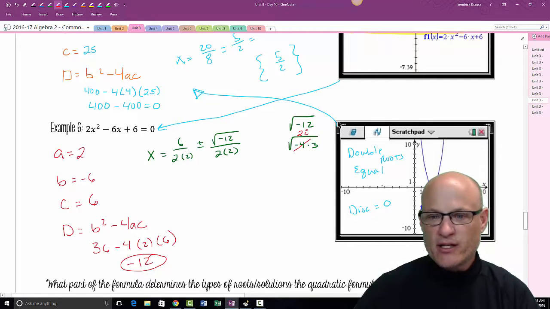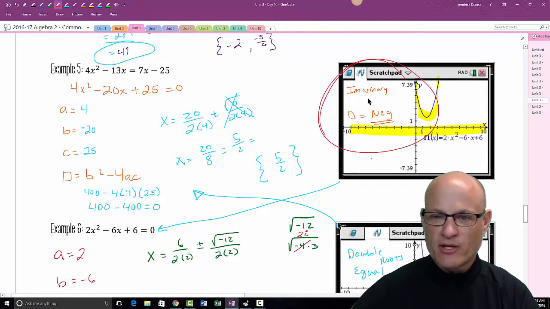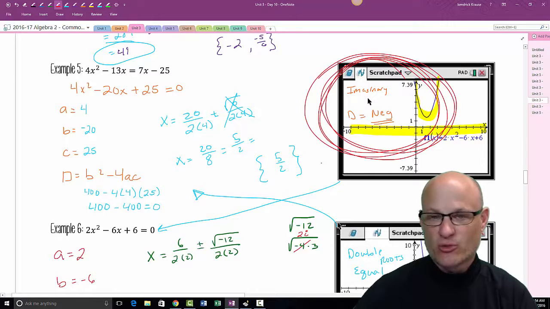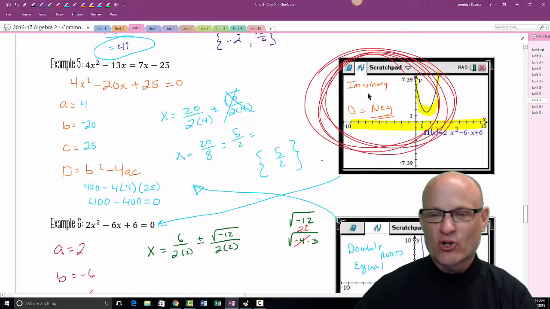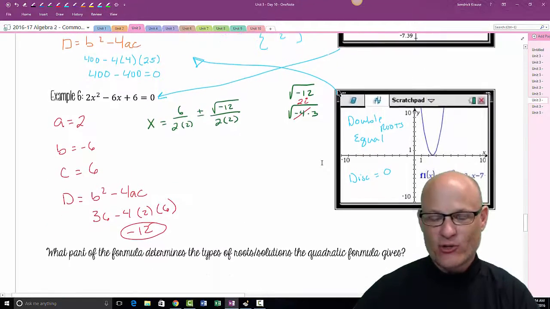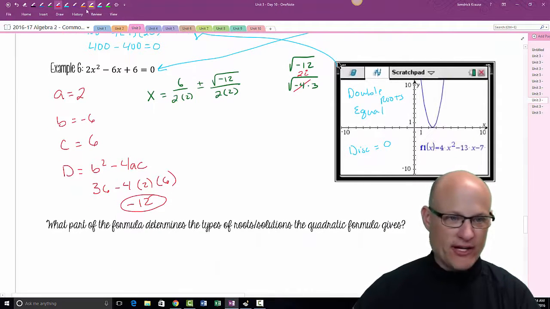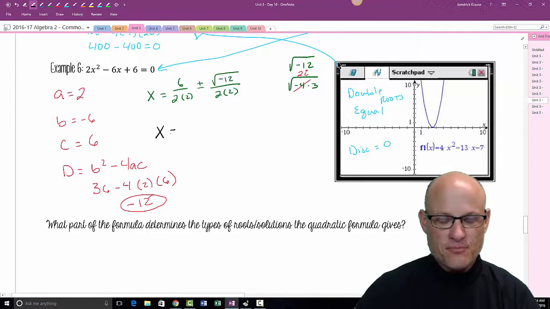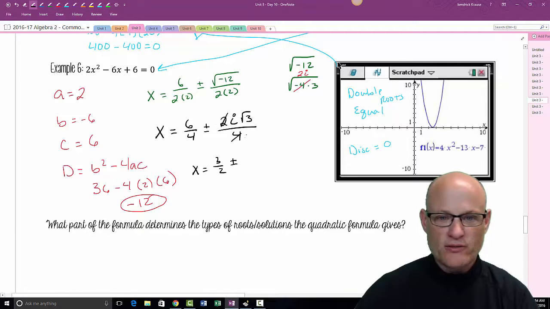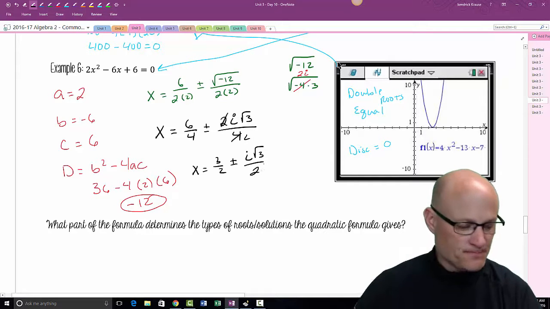And we said whenever the graph doesn't hit the axis, our discriminant's going to be negative, and we're going to have imaginary roots, which means we're going to have i in our answer. So anytime your graph does not hit the axis, you're going to have i in your answer. So don't make that silly mistake. So what we have here now is x equals 6 over 4 plus or minus 2i square root of 3 over 4. Now this can be reduced, so this becomes x equals 3 over 2 plus or minus, that goes in there twice, so i square root of 3 over 2. And so that's our answer.